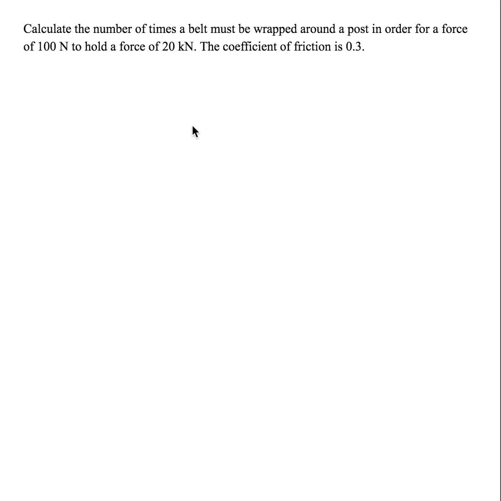So first, let's take a look at our givens. We know that at one end, let's call this T2, is equal to 100 newtons. That's the end where the belt is tensioned to 100 newtons. On the other end, with this notation, the 1 means it's going to be greater than 2. So we have T1 equal to 20 e to the 3 newtons.